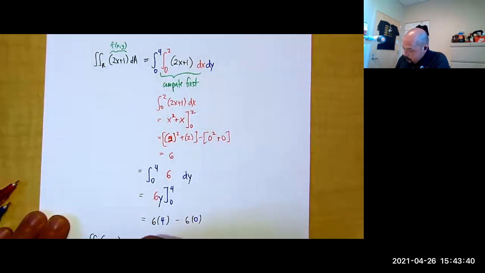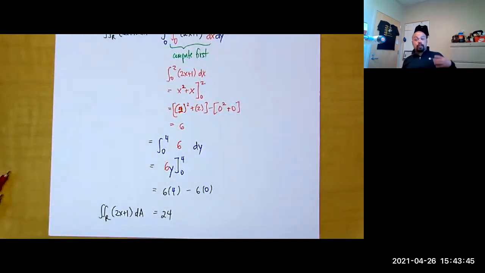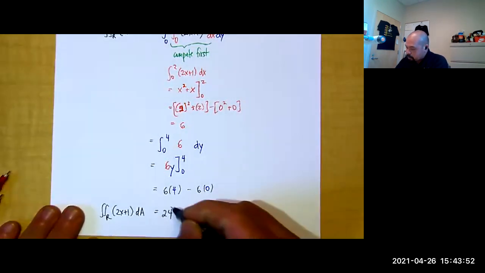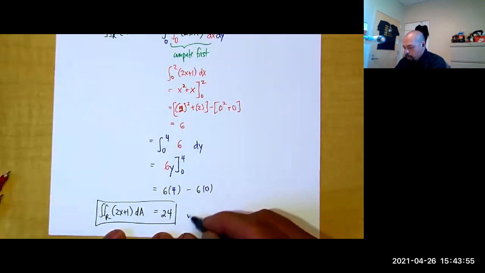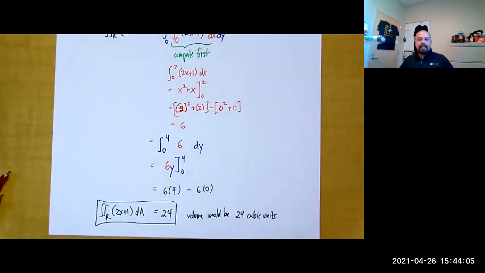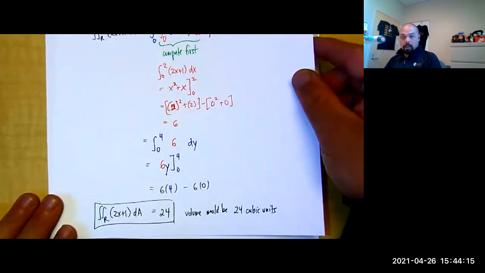So that integral of that function, 2x plus 1, a double integral of that function, a surface 2x plus 1 over that region R, that area over which we're integrating, is 24, right? So the volume would be 24 cubic units, right? Inches cubed, centimeters cubed, whatever we're using to measure. So we get some solid numerical result.